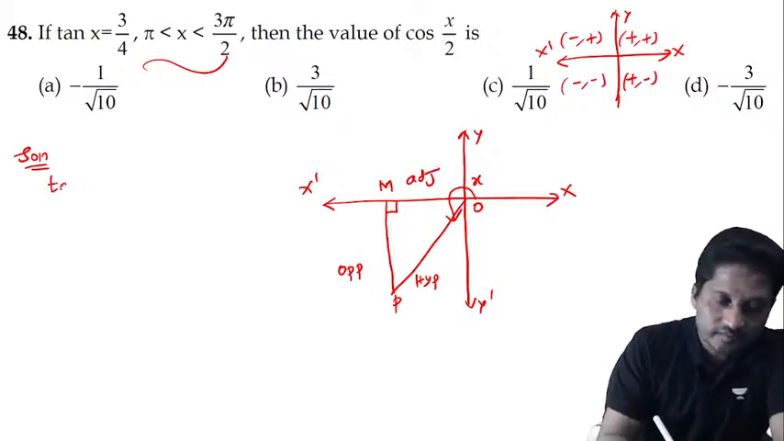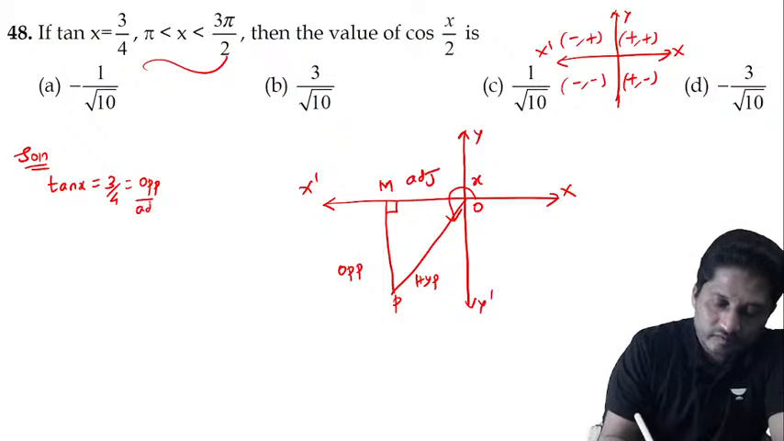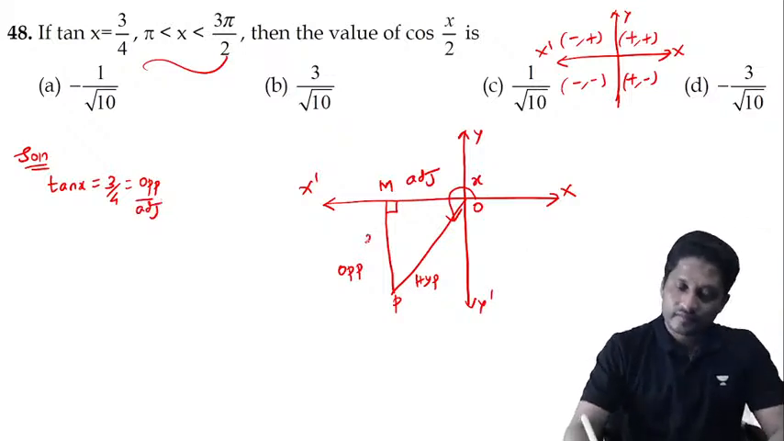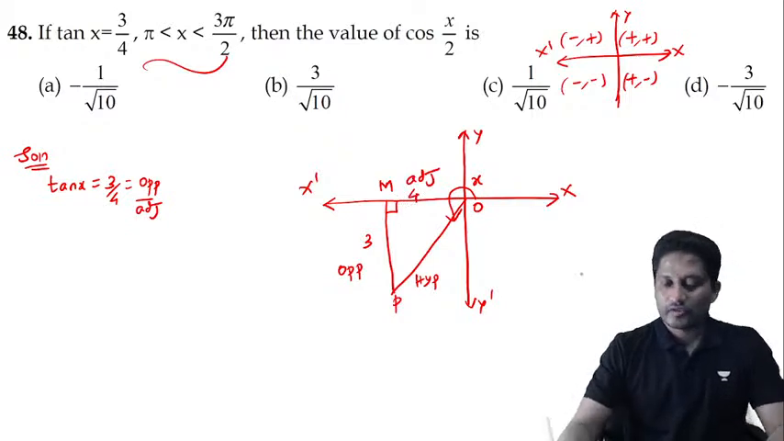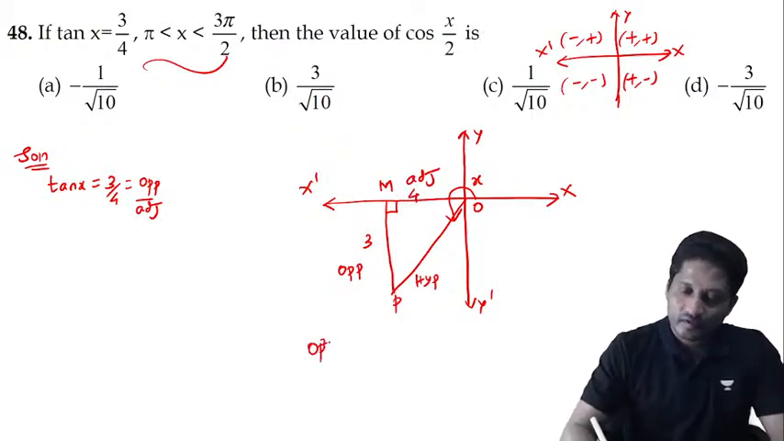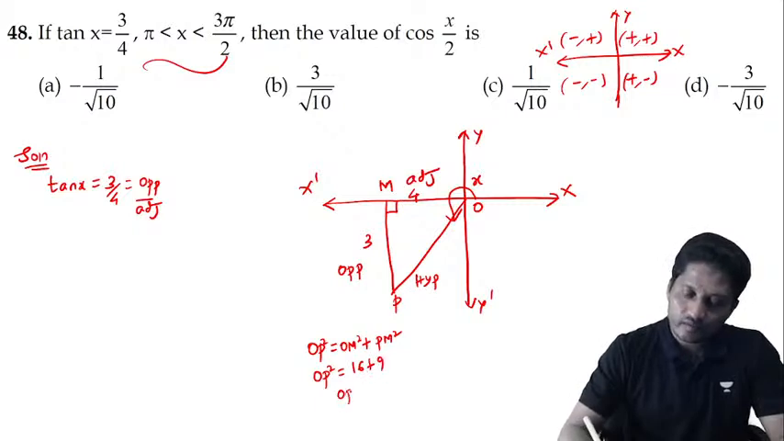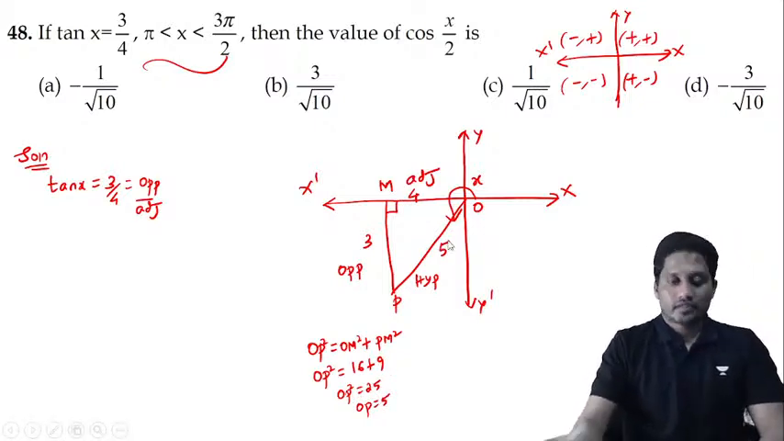It is given in the question that tan x is equal to 3 by 4. Okay, tan is opposite by base. Opposite is 3 and adjacent is 4. If I use the Pythagoras theorem, OP square is equal to OM square plus PM square. That is OP square is equal to OM square 16 and PM square 9. OP square is 25. OP is equal to 5. The hypotenuse of a triangle is always positive, so this is 5. Alright, now listen.